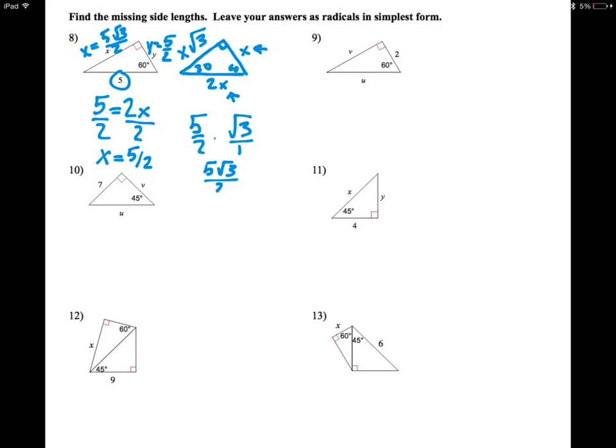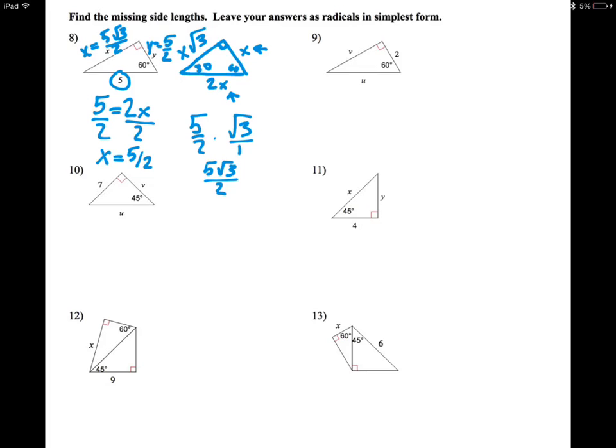Notice that it tells you to use radicals in simplest form, so that's why I'm leaving my answers as fractions and radicals. I'm not rounding, I'm not turning them into decimals. That way I have radicals in simplest form, which is what I was asked for. So that's number 8.